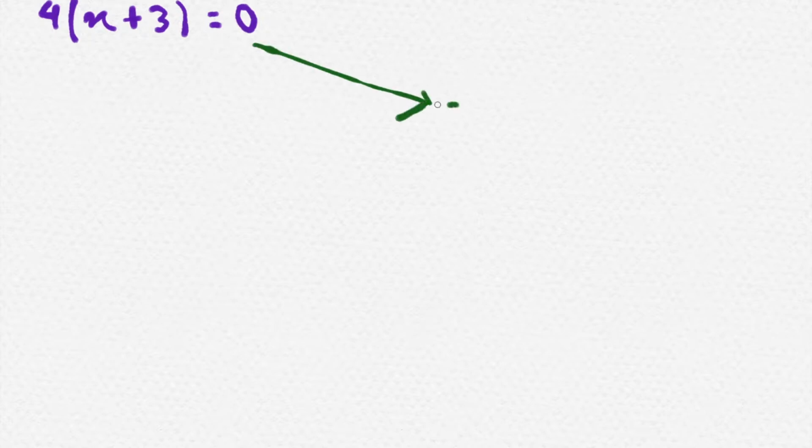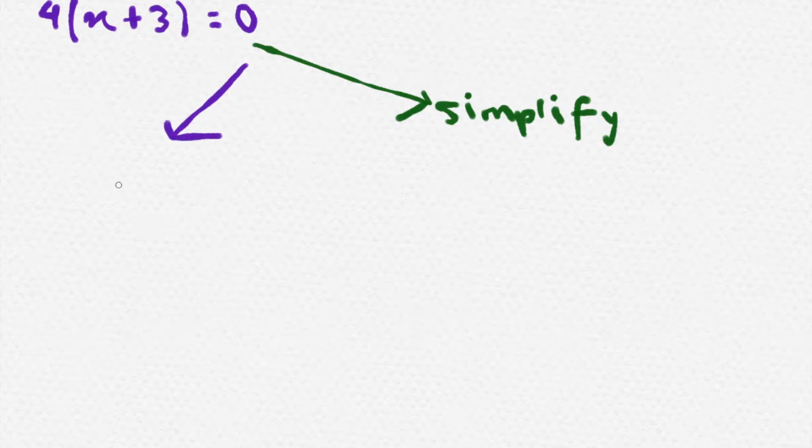Today I will teach you a hack for solving equations. So our first question will be 4 into x plus 3 is equal to 0. Now you can solve this two ways, either by simplifying it or by expanding it.